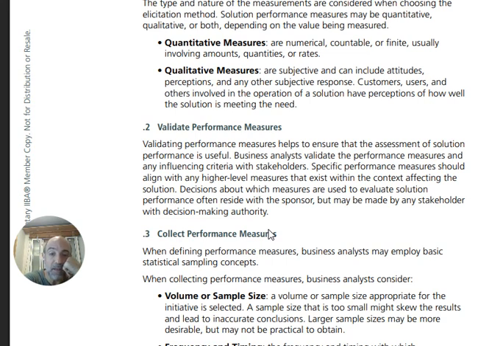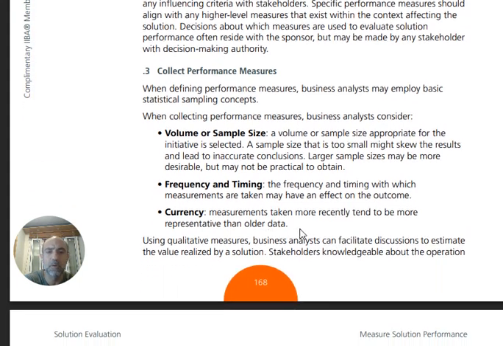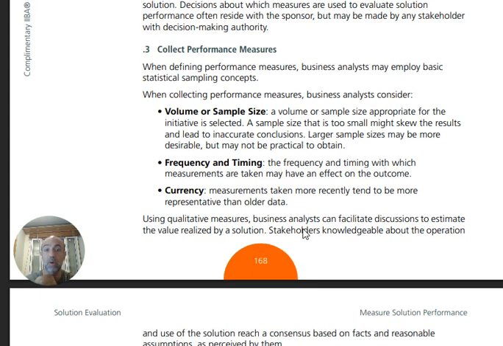Anyways, after that we collect the performance measures: volume or sample size, frequency and timing, currency, depending on whether it's cash oriented or not. How are we measuring a solution to be correct or not? Sometimes it's just pure profit, right? Or sales, or an increase in sales.